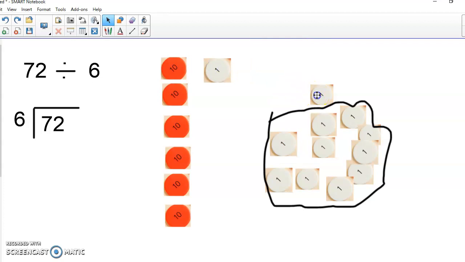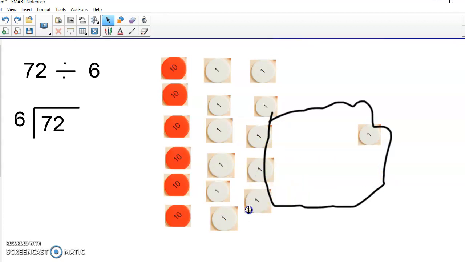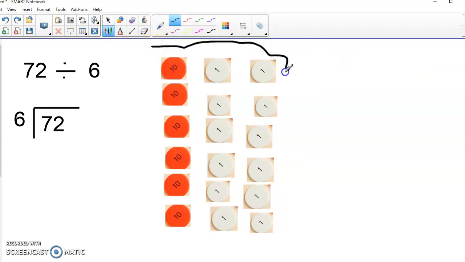I'm going to have 1, 2, 3, 4, 5, 6, 7, 8, 9, 10, 11, and 12. So remember, like I said before, you are only looking at one row. So I'm going to just circle one row to know what my answer is. So remember to circle one row of counters. So what do I have here? I have 1 ten and 2 ones. So my answer is going to be 12.